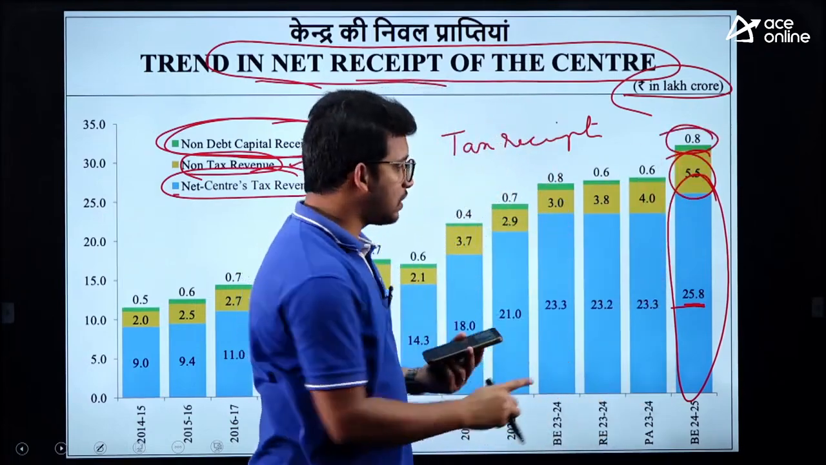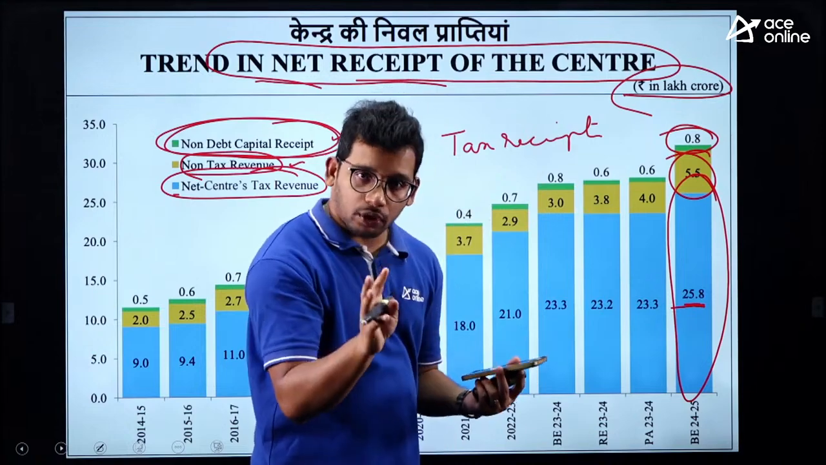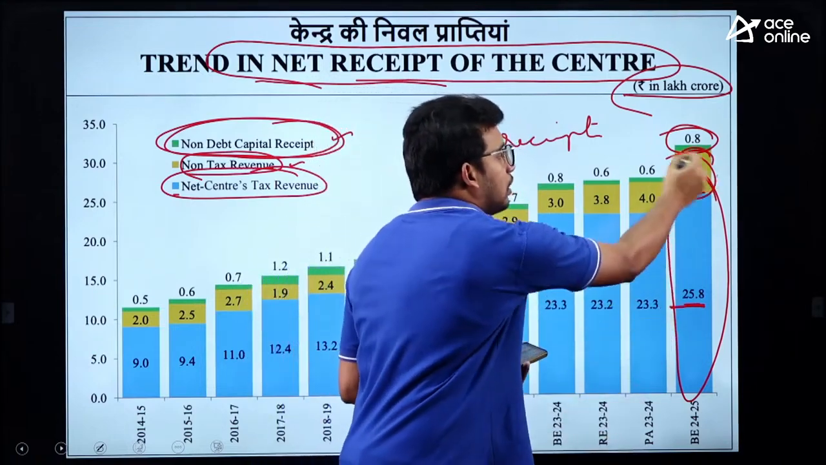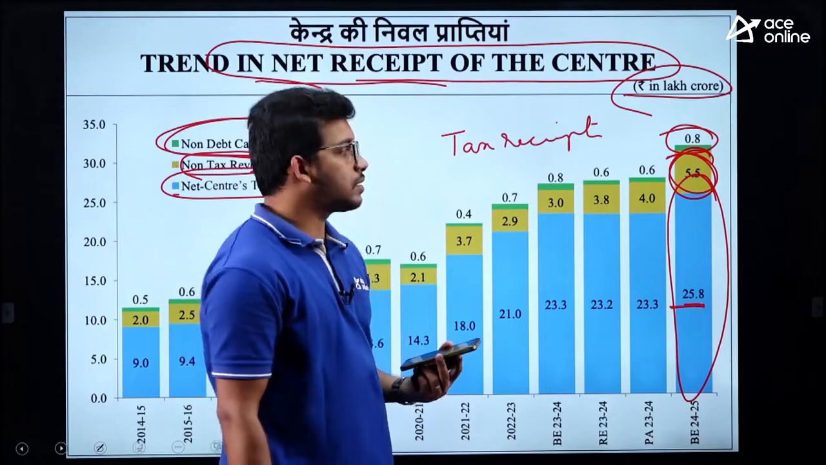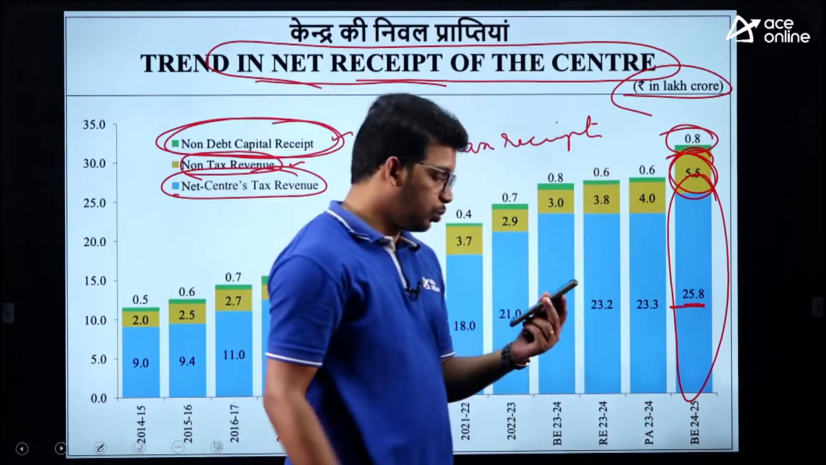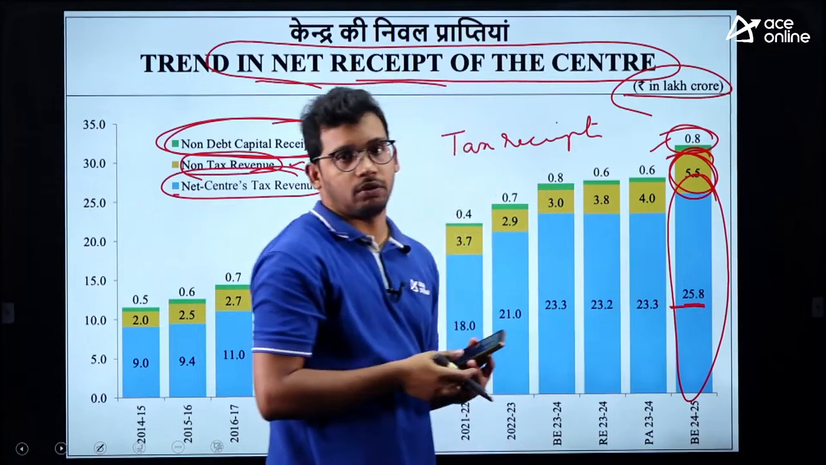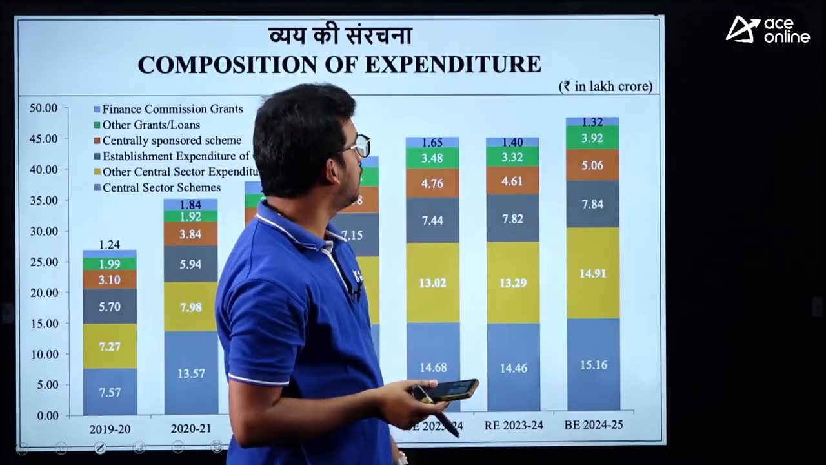So remember, these three are very, very important. Through taxes the government is getting 25.8 lakh crore, through non-taxes 5.5 lakh crore, and through selling off its assets it is getting 0.8 lakh crore. We have discussed this as well, right.